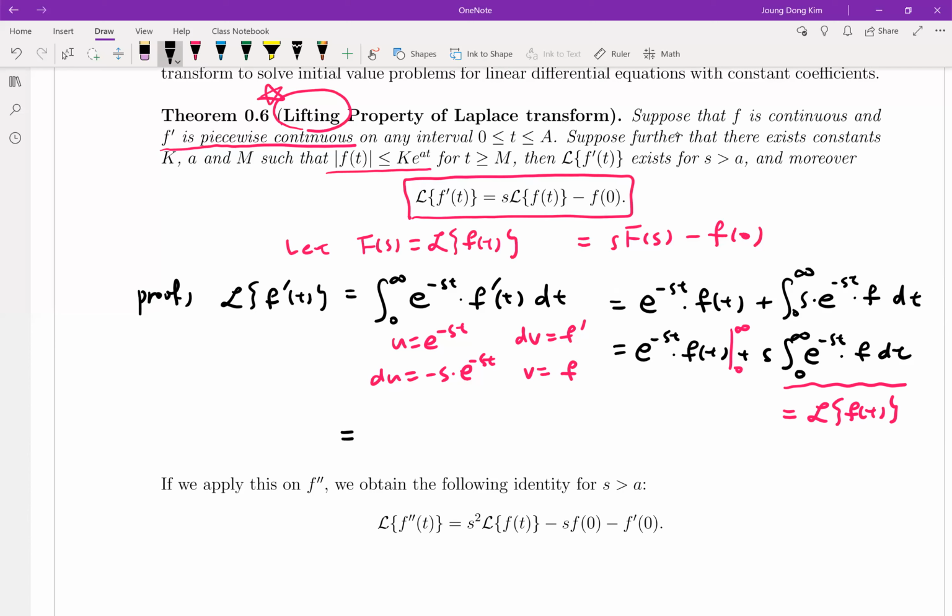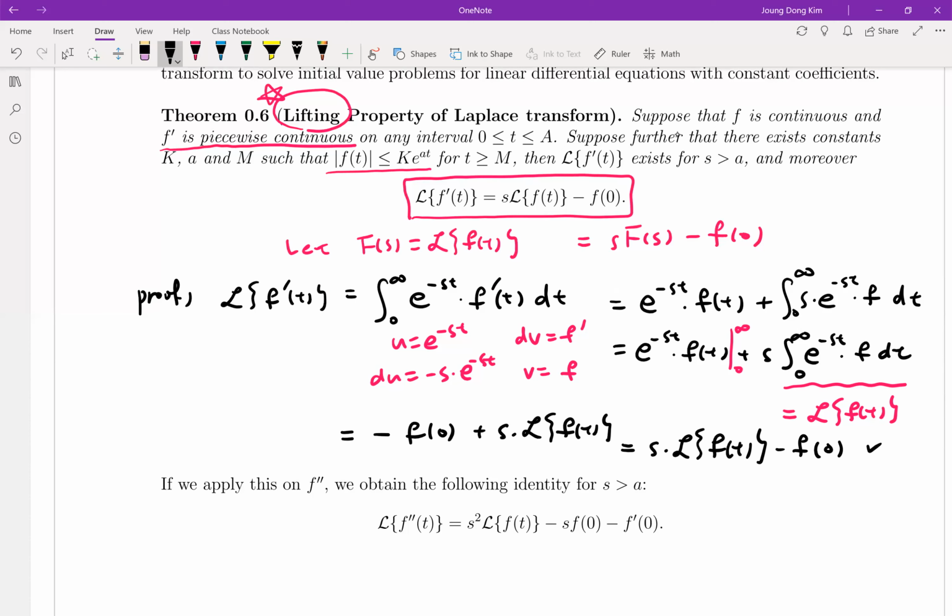When you plug in infinity, e to the infinity, well, we say s is positive, so your exponent is negative, then e to the negative power is equal to 0, right? So that would be 0. When you plug in 0, it is f of 0, right? So that part is negative f of 0. And then what about the second part? Plus s times the Laplace transform of f of t, okay? Let me reorder this. It is s times the Laplace transform of f of t minus f of 0, okay? That's exactly what I said, right?